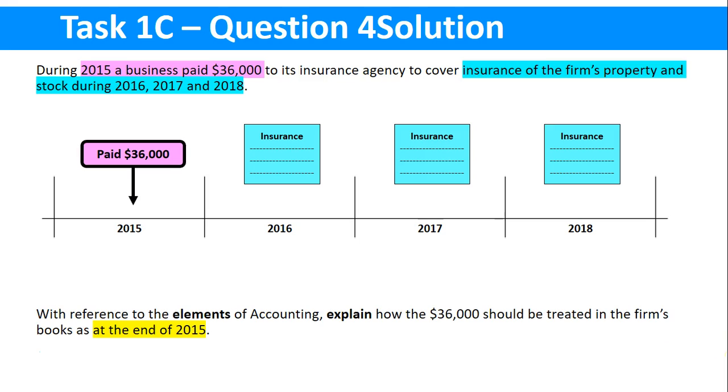With reference to the elements of accounting, explain how the $36,000 should be treated in the firm's books at the end of 2015. So when we see the elements of accounting, what we mean is, is it an asset, a liability, an owner's equity, a revenue, or an expense?